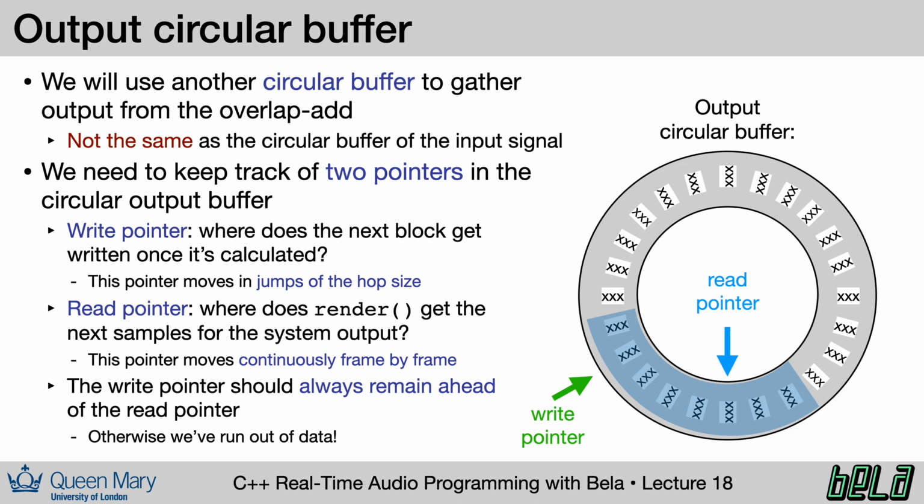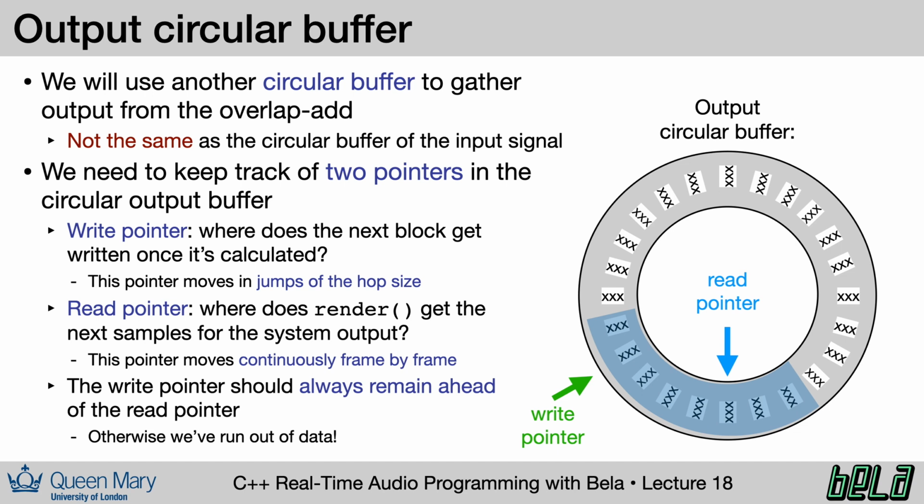Now, to work with the output circular buffer, we're actually going to need to keep track of not 1, but 2 different pointers. The write pointer is going to be telling us where each new block gets written in the output as it's calculated. The read pointer, by contrast, will be telling us which sample we are copying from the output buffer into the system audio output. The idea here is that the write pointer is going to move by jumps. Every time a new hop takes place, we'll copy a new block of samples into the output buffer and the write pointer will jump ahead. Meanwhile, the read pointer will be incrementing 1 sample at a time as we're unspooling the samples from the output buffer into our system audio output.